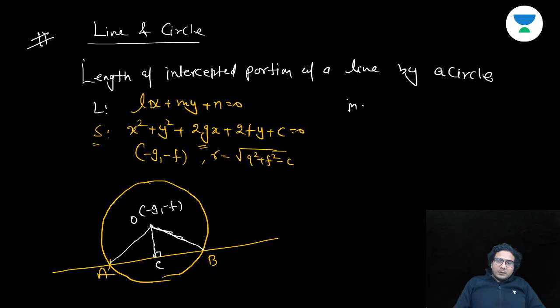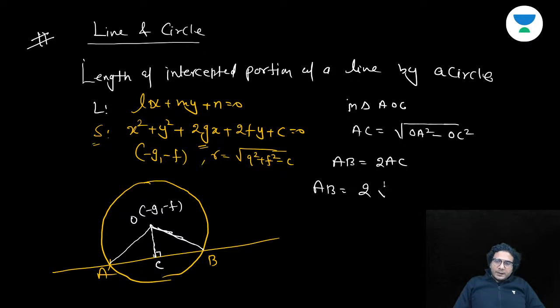In triangle AOC, you can write AC is equal to under root of OA square minus OC square, right? OA and OC you can find, and AB is equal to basically twice of AC. So we need AB. So AB is equal to twice of under root of OA square minus OC square. Okay, this is the formula which we need to use.